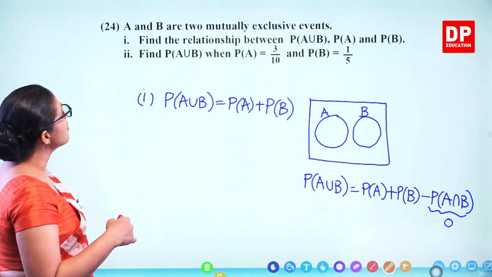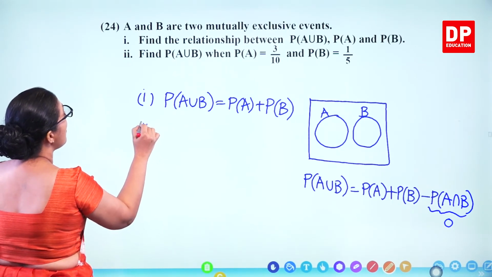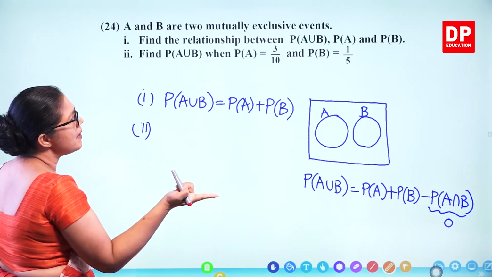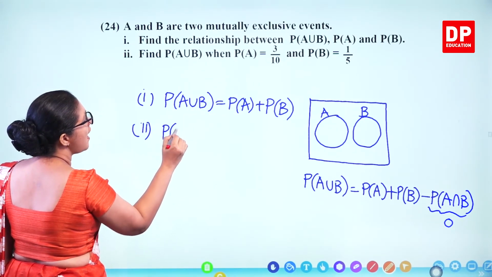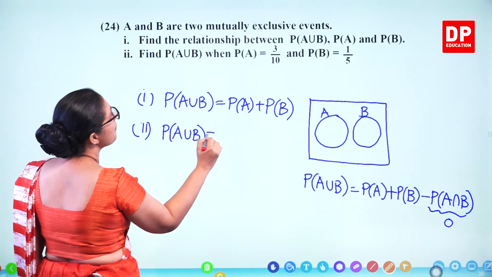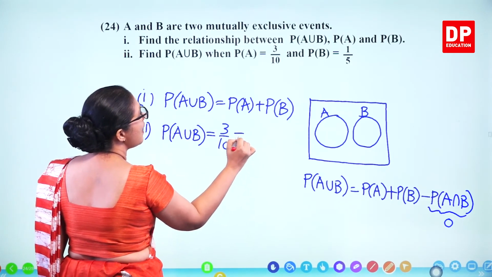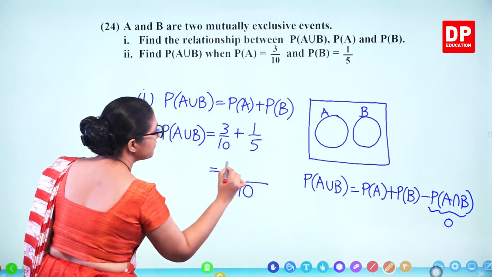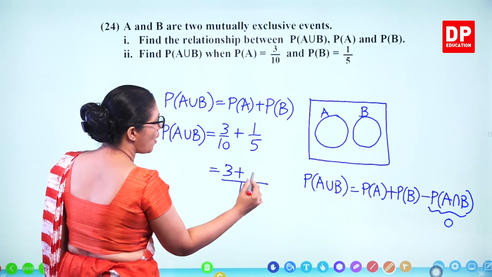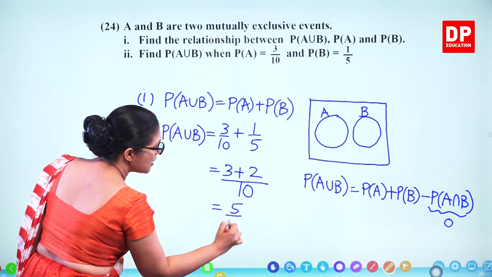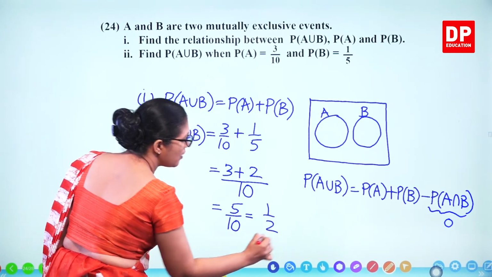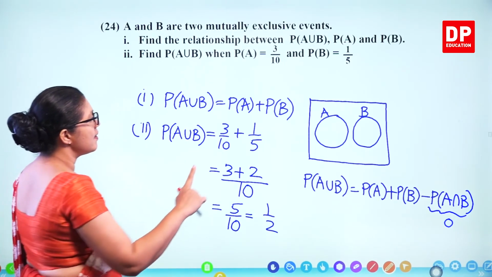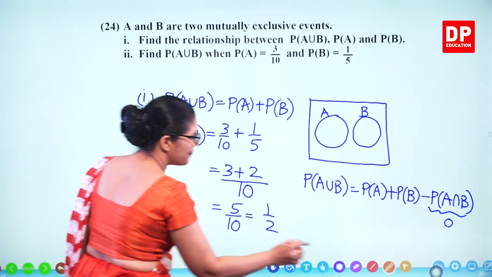So that's the addition. Now the second part, it says find the union when P(A) equals 3 over 10 and P(B) is 1/5. So you can just add the two fractions. 3 over 10 and 1 over 5. Convert to the same denominator, that's 10. You get 2 times 1, 2. So 5 over 10, or simplify and you get half. So that's the probability of getting A or B. So 2 marks.